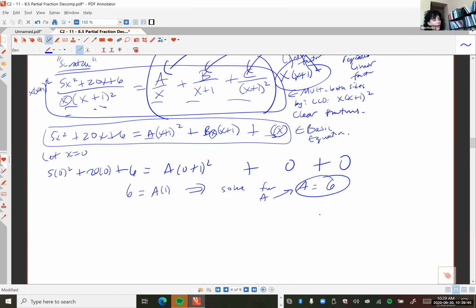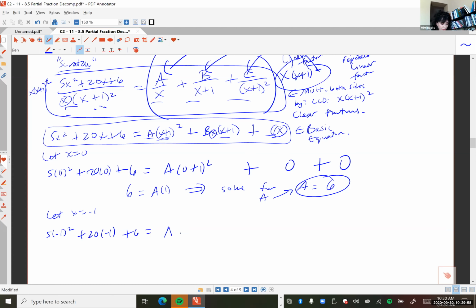So what's another obvious value you can substitute in for x that would kill off 2 of the unknowns but keep one of them standing? And I hope you can see that if you let x equal -1 in this basic equation, so I'm going to have to substitute a -1 everywhere I see an x.